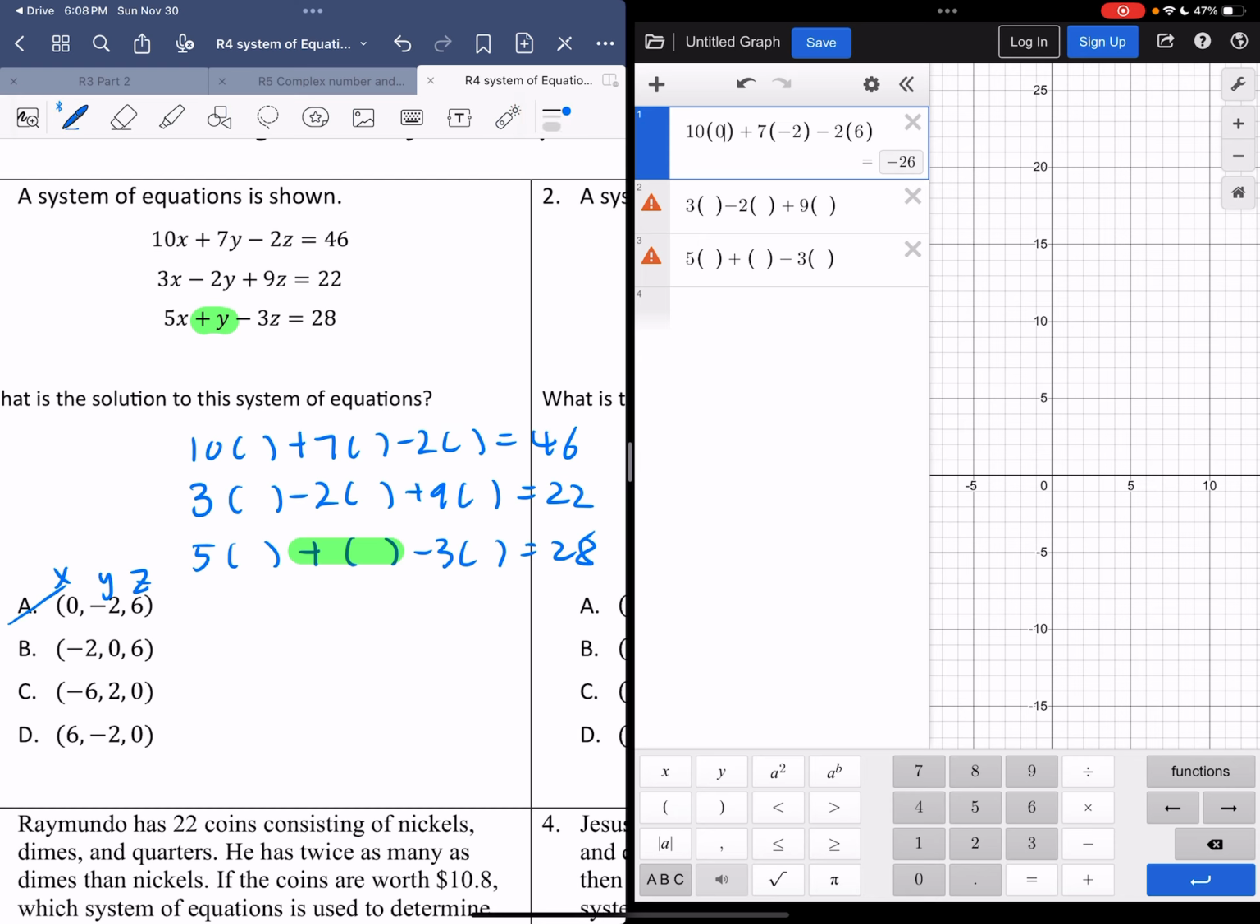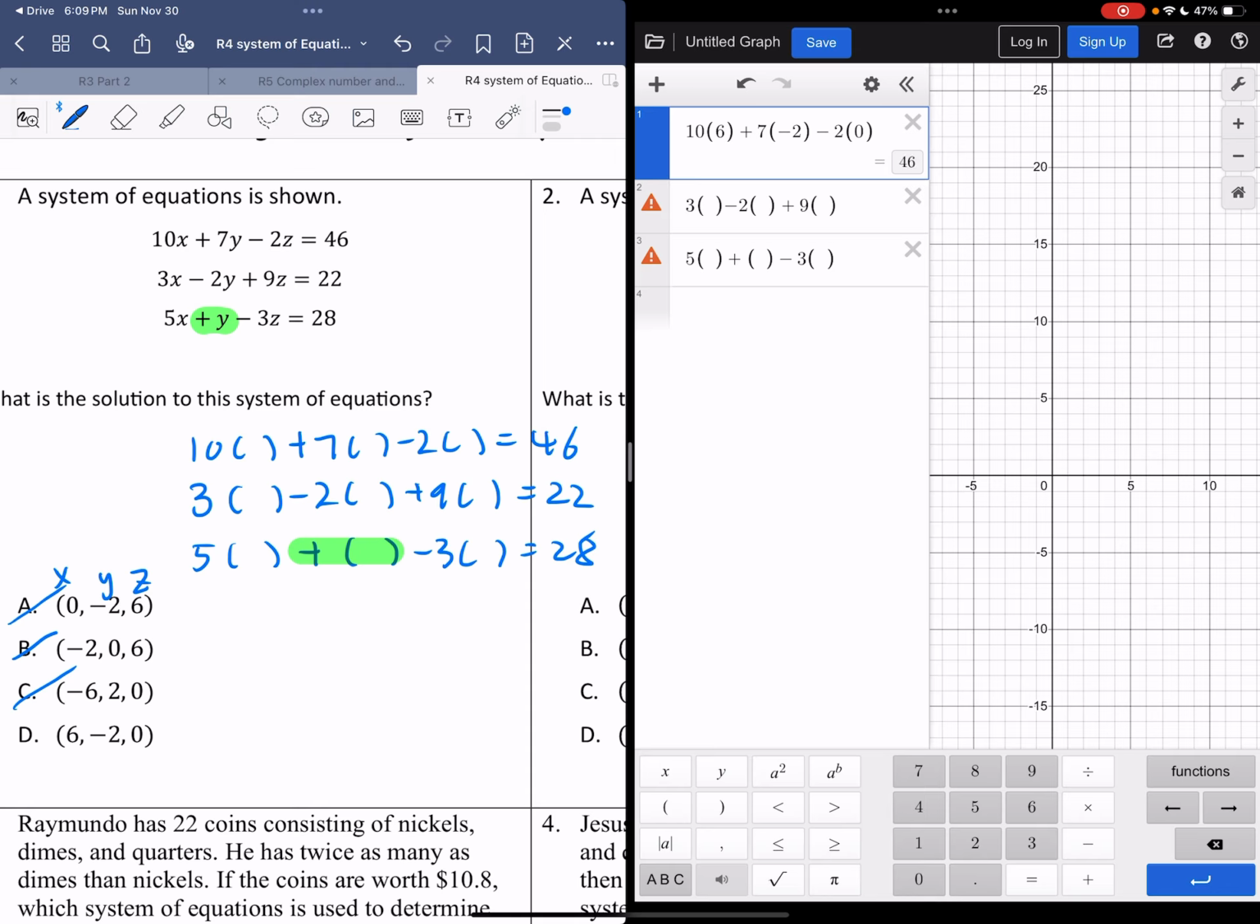I'm going to put in the second one, which is negative 2. This one is 0, and 6. Negative 32. Nope, I should get 46. So nope. It's negative 6. The second one is going to be 2. The third one is going to be 0. Negative 46. Nope, I need positive 46. But double check the last one just in case we made a mistake.